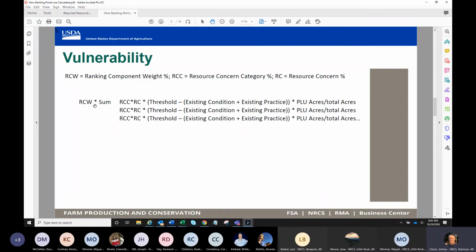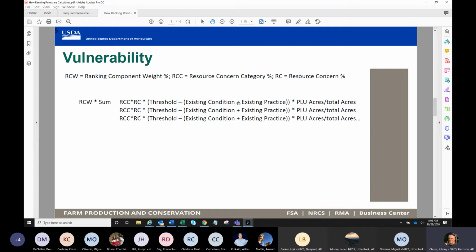Basically, the ranking component weight is multiplied times the sum of this information. Vulnerability is defined as the threshold minus the existing condition or existing practice. Then that is multiplied by the planned land unit acres divided by the total acres. So if there's only a vulnerability on one of several fields, it may be lower than if that vulnerability existed on all the fields. So the acres of the land unit divided by the total acres is very important in giving them points.